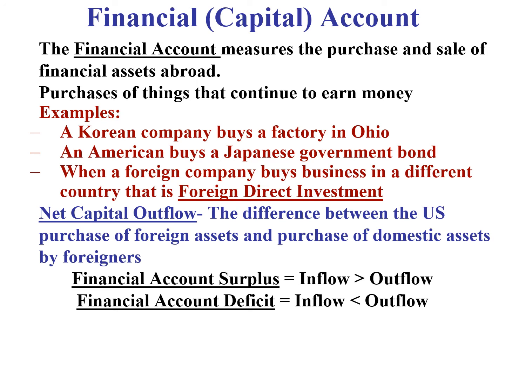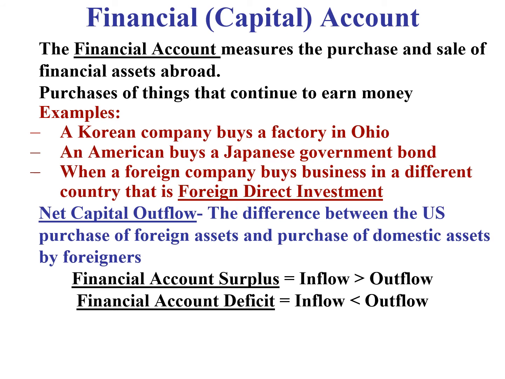At the same time, Americans buy financial assets abroad. Example, an American buys a Japanese government bond. That is a financial outflow that would add to the deficit of the capital account. So at the end of the measuring period, whether it be the quarter or the year, we simply calculate the net capital flow, which is the difference between foreign purchase of assets and purchase of domestic assets by foreigners.